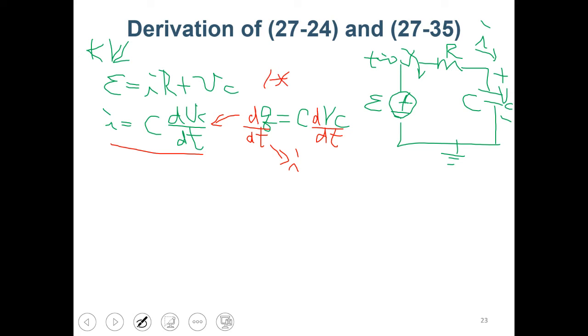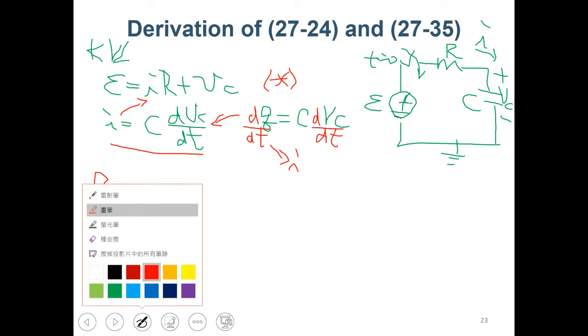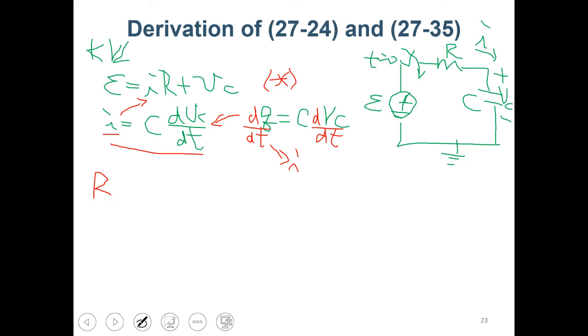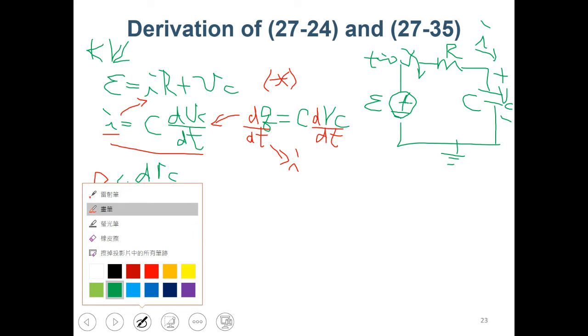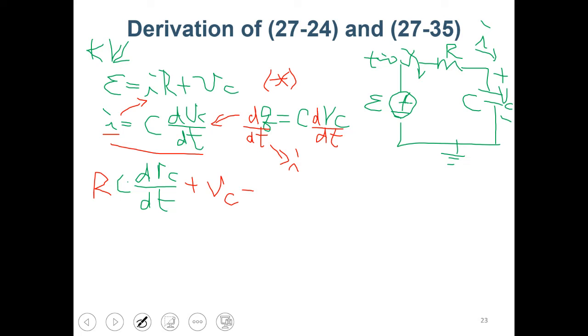So for this one, do we take the derivative? Oh no, I can just substitute I into here. So that we have R times I is this one. So we have RC dVC/dt plus VC equals E, which equals V.